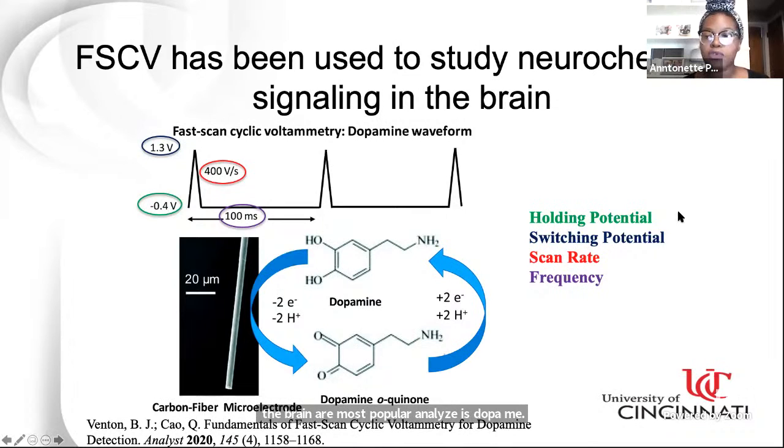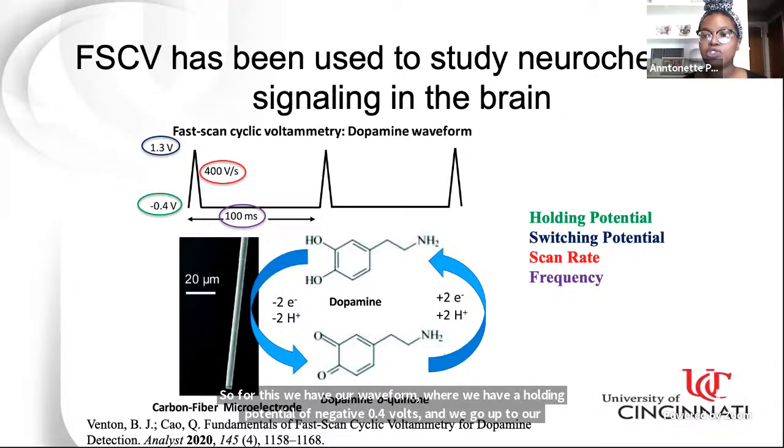And that happens on a carbon fiber microelectrode. And this carbon fiber microelectrode is small, so we can implant it in tissue, capture these redox reactions and not disturb the tissue and damage it. Next slide.